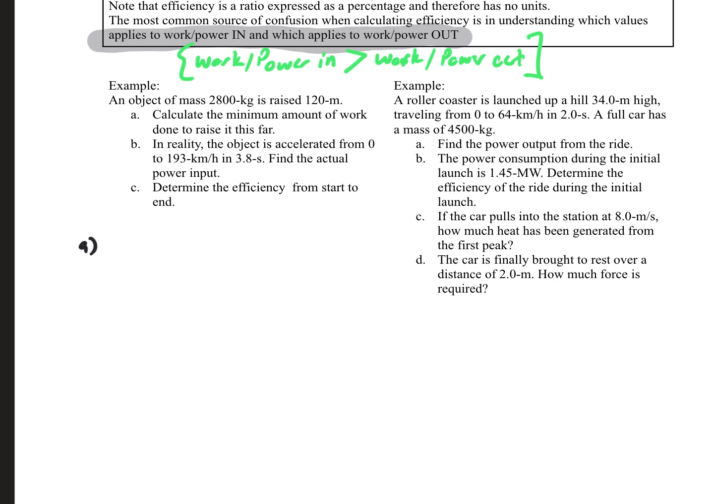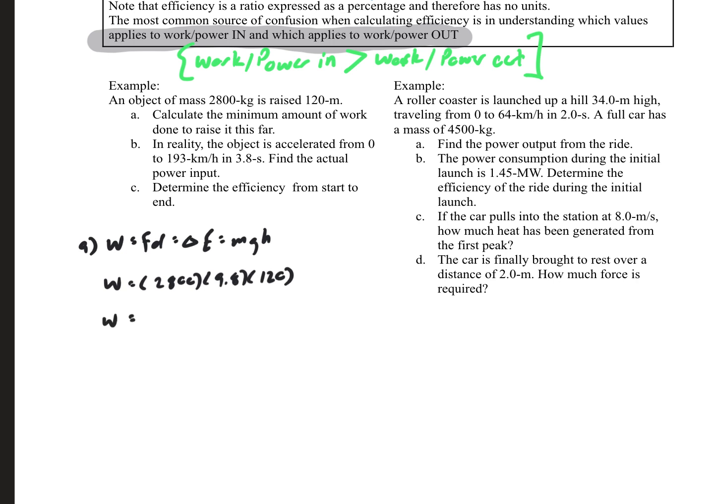So part A, it looks like the work is going to be the force times distance. It's also the change in energy of the system. And so I've raised it from a zero height, so I'm going to use the potential energy here. So it's mgh. Work is going to be 2,800, there's the mass, gravity is 9.8, and I've raised it about 120 meters according to this question.